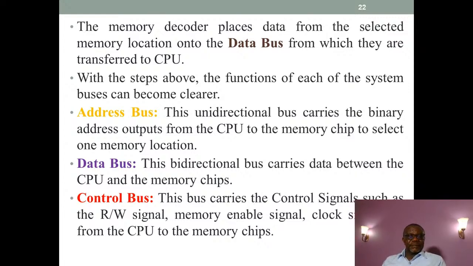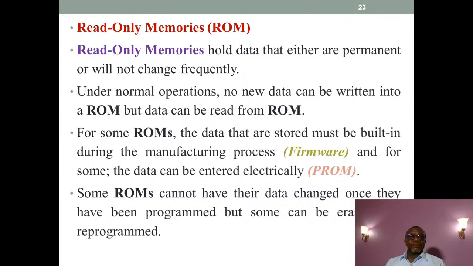2, data bus, and say the data bus is a bidirectional bus that carries data between the CPU and the memory. That is, it can read and it can write. And the control bus carries the control signals such as the read-write signal, memory enable signal, clock signal, and so on from the CPU to the memory chips.